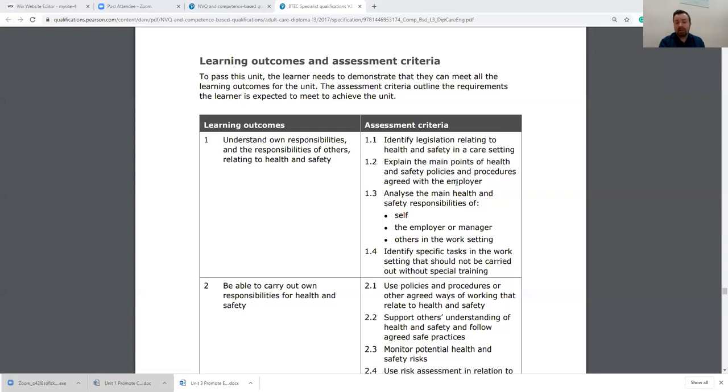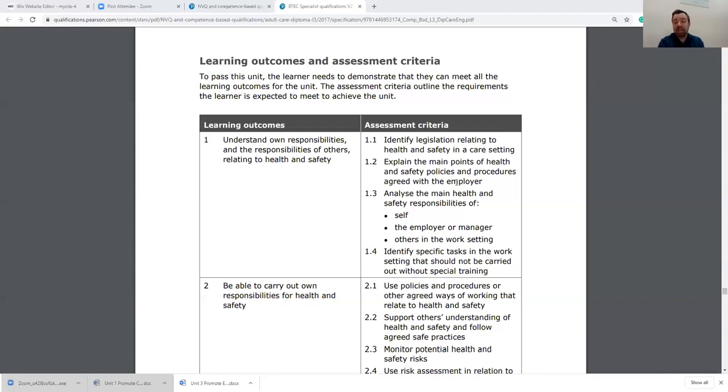1.4 looks at specific training for tasks in which you must have. So we know in health and social care, there's constant training, things around fire, medication, moving and handling, first aid. But there are other tasks for which you would need specific training, things such as peg feeding, tracheotomy, catheter care, wound management, and clinical skills. It's important that we don't carry out any task unless we have been trained to do so.